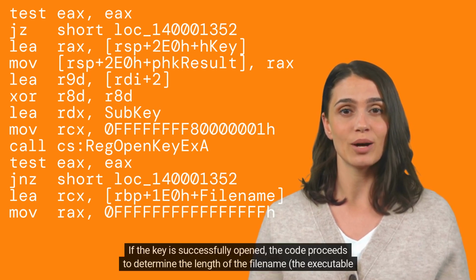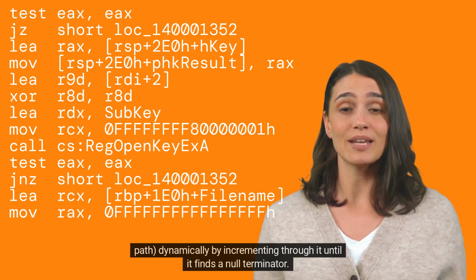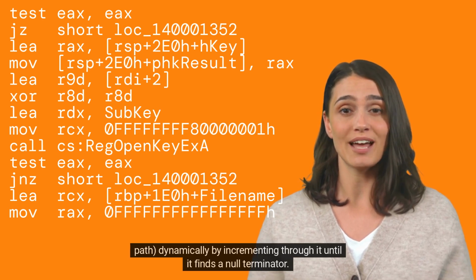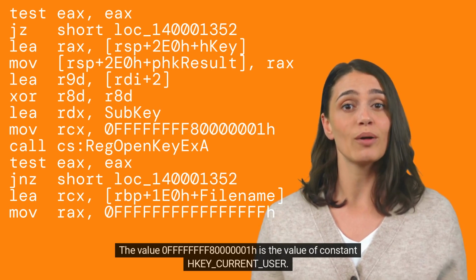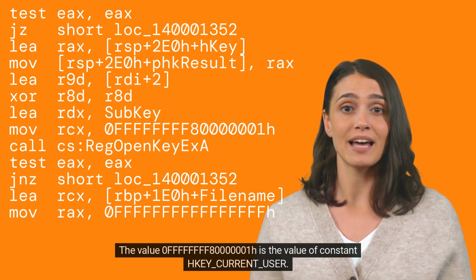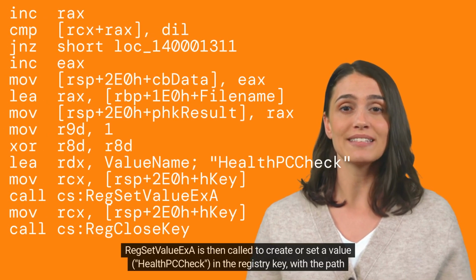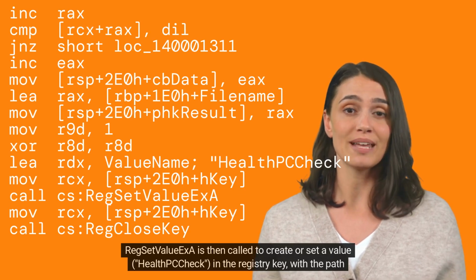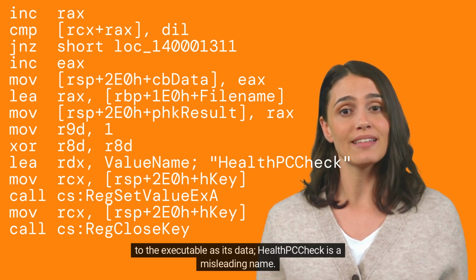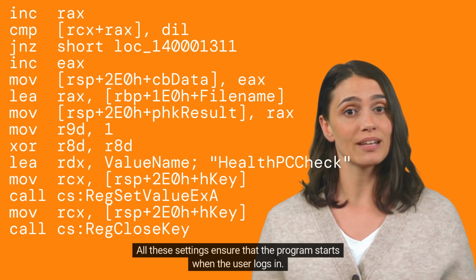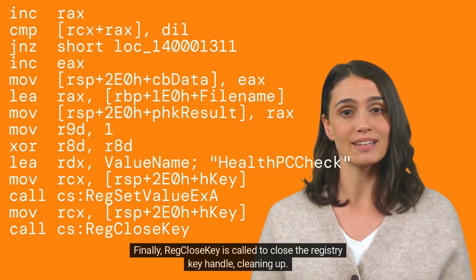If the key is successfully opened, the code proceeds to determine the length of the file name, the executable path, dynamically by incrementing through it until it finds a null terminator. The value 0FFFFFFFF80000001h is the value of the constant HKEY_CURRENT_USER. RegSetValueEx is then called to create or set a value, Health PC Check, in the registry key with the path to the executable as its data. Health PC Check is a misleading name. All these settings ensure that the program starts when the user logs in. Finally, RegCloseKey is called to close the registry key handle, cleaning up.